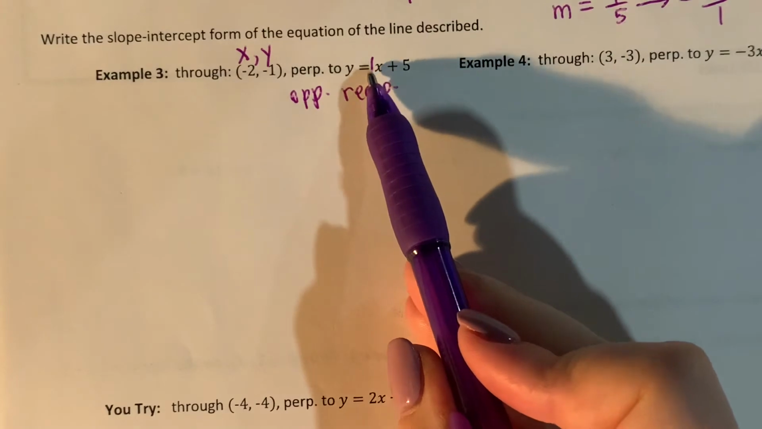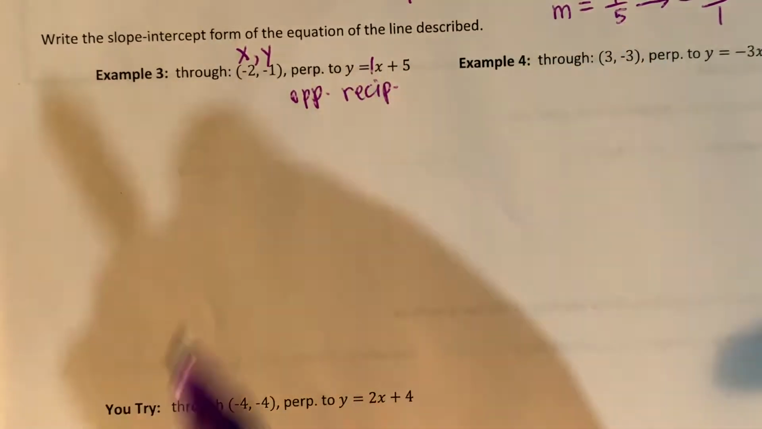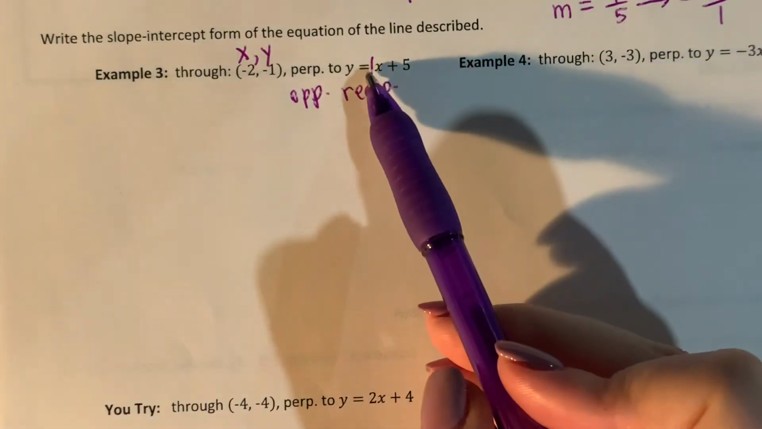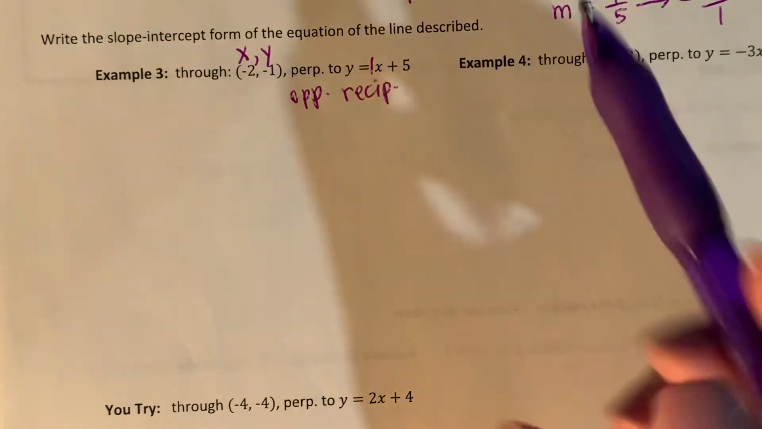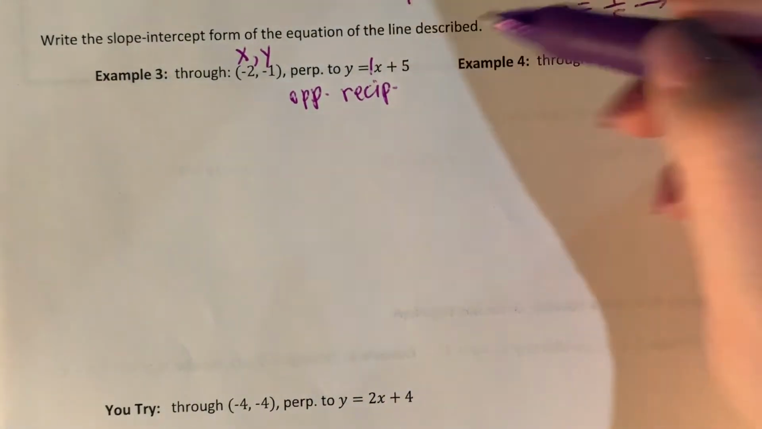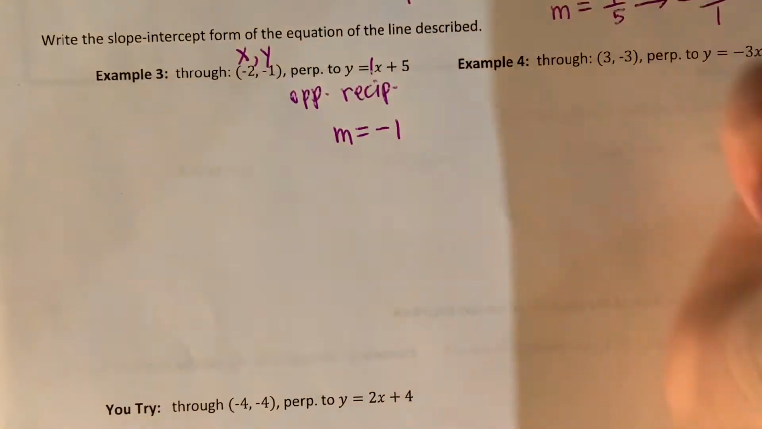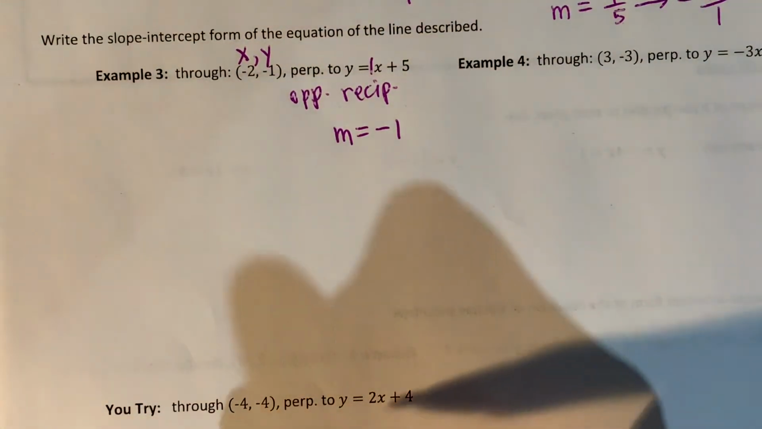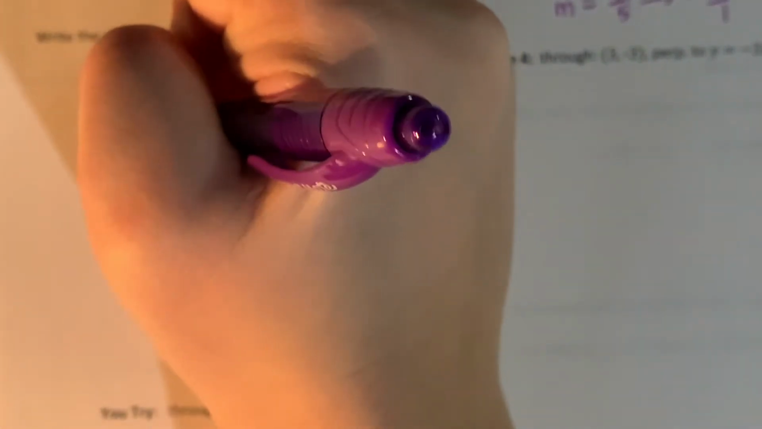So if our slope is 1, I need to do the opposite reciprocal slope. So opposite, meaning if it was positive, it'll turn negative, and I would need to flip it. So my opposite reciprocal slope is going to be negative 1. And we are asked to write slope-intercept form. So I always like to write my slope-intercept form.